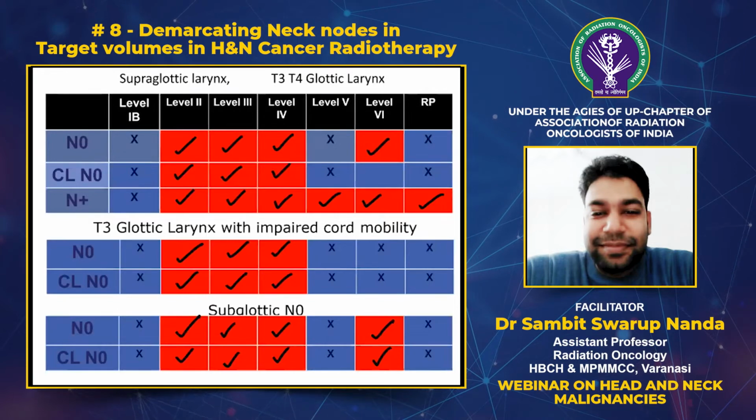For T3 glottic larynx with impaired cord mobility, in case of N0, level 2, 3, 4 ipsilateral is sufficient. For clinical N0, again the same, level 2, 3, 4 bilaterally can be taken. For subglottic extension, level 6 remains the significant involvement, the first echelon in most of the cases. So level 2, 3, 4 along with the level 6 group of lymph nodes is to be taken into account for contouring the CTV.